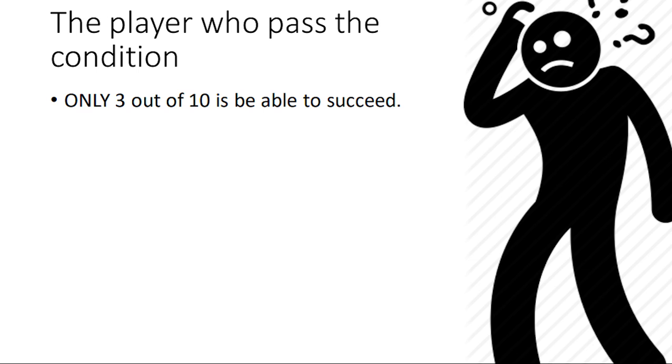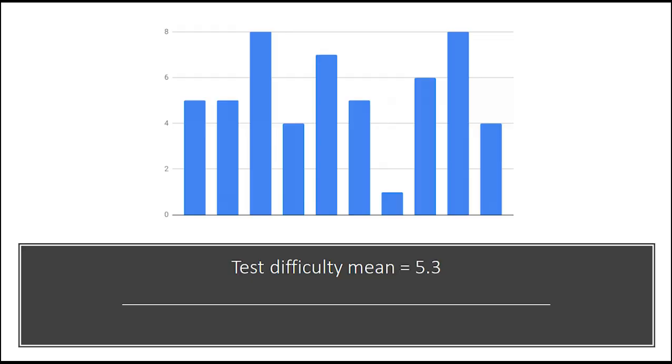Based on the gameplay that I showed, it is unsurprising that only 3 out of 10 players passed the experiment, but the weird part is that the difficulty they were given was not as high as I expected. The difficulty mean is only 5.3, which means the reason they died and could not accomplish the goal comes from something other than the condition difficulty.